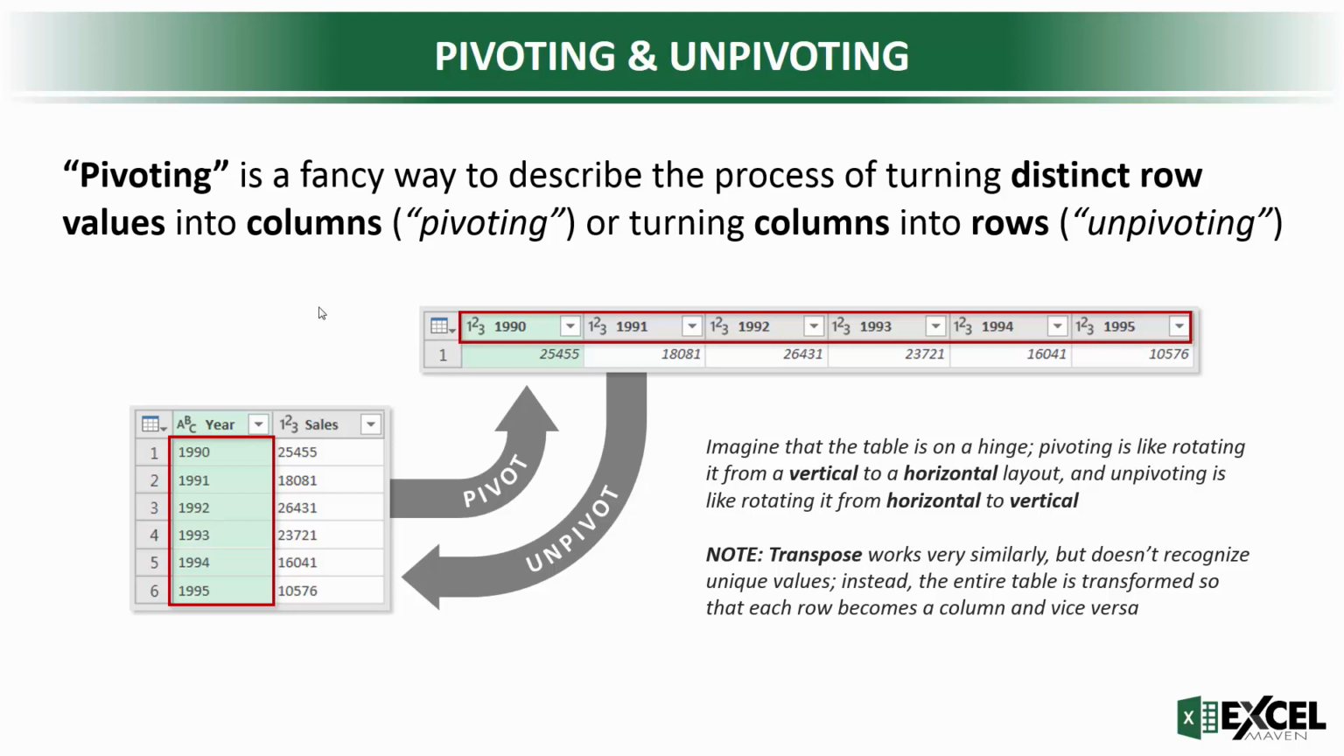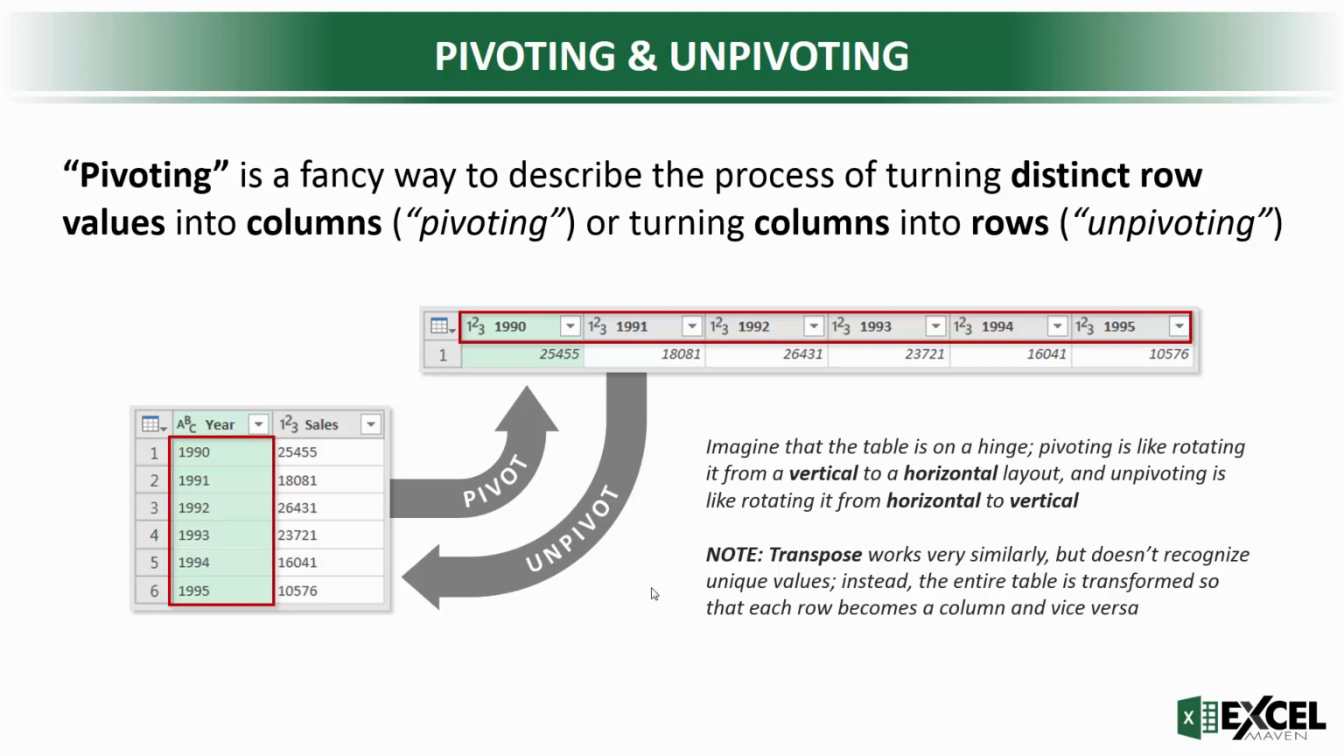And one thing to note here, there's another tool called transpose that works in a really, really similar way, but it doesn't recognize unique values. So if you don't have uniques, then transpose often does the exact same thing as pivot or unpivot. But if you do have duplicates, those won't be rolled together. So the entire table basically just gets flipped on its side. Each row becomes a column, and each column becomes a row. So for instance, if we had 1990, 1990, 1991, and then pivoted it, the 1990 values would aggregate together because pivoting respects unique values, whereas transposing would create two columns for 1990. So that's a small difference, but important to keep in mind.